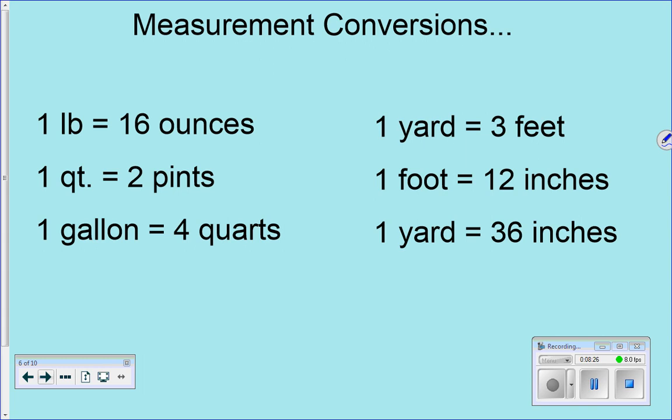Okay. But some of these you don't know. You maybe don't know off the top of your head how many quarts are in a gallon. You maybe don't know off the top of your head how many pints are in a quart. You maybe don't know off the top of your head how many ounces are in a pound. So if you don't know some of this stuff, please write them down because you're going to see them in your homework today. Okay? Yard is 3 feet, 1 foot is 12 inches, 1 yard is 36 inches. You might see some of these. Some of these you know. If you know them, you don't need to write them down. But if you need them, please make sure you write them in your notebook.